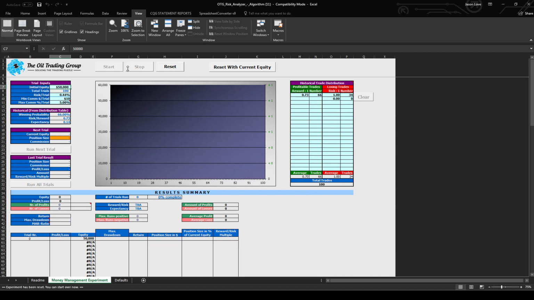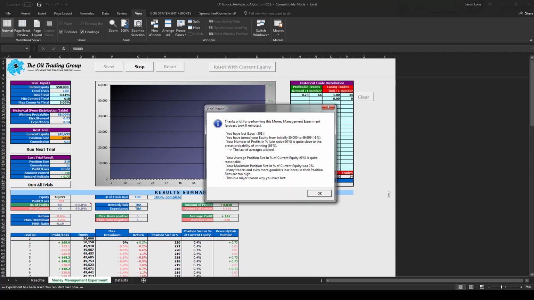So let's go back up here. We'll reset, start, run it again, see if we can get something a little bit closer to spit out here, closer to that 66.